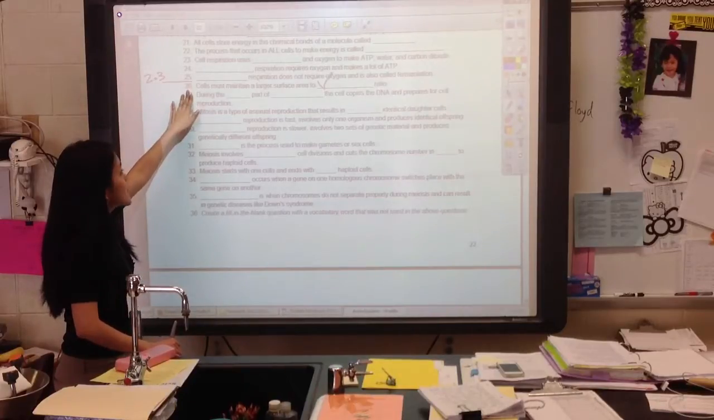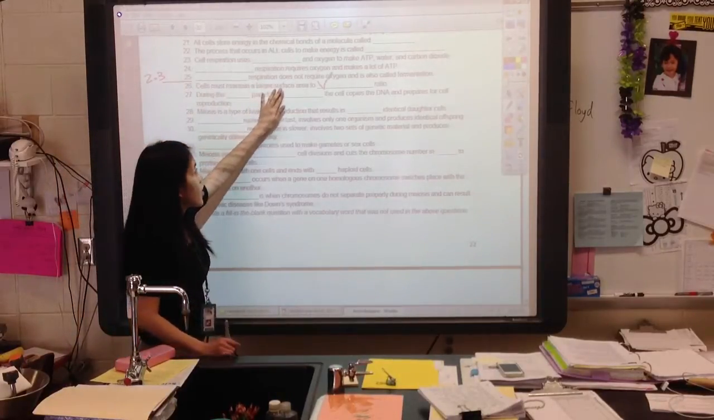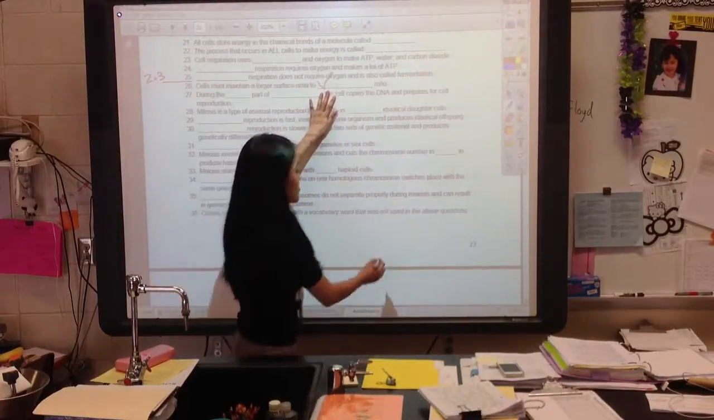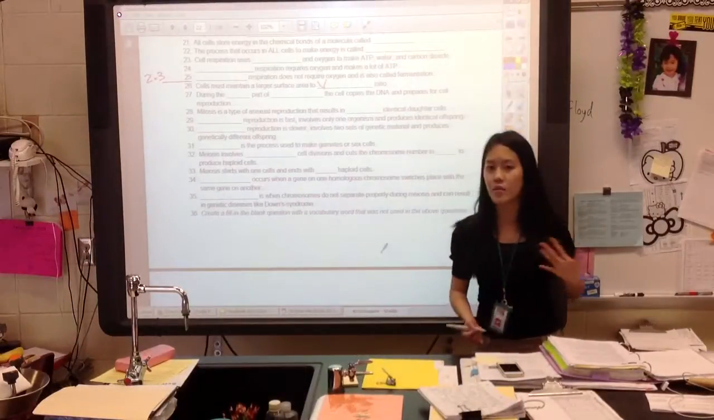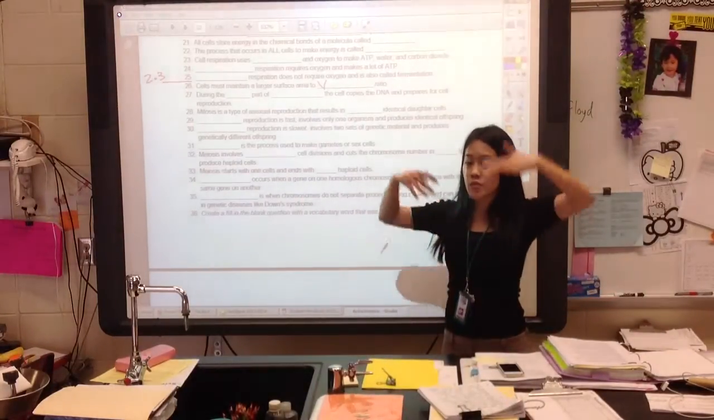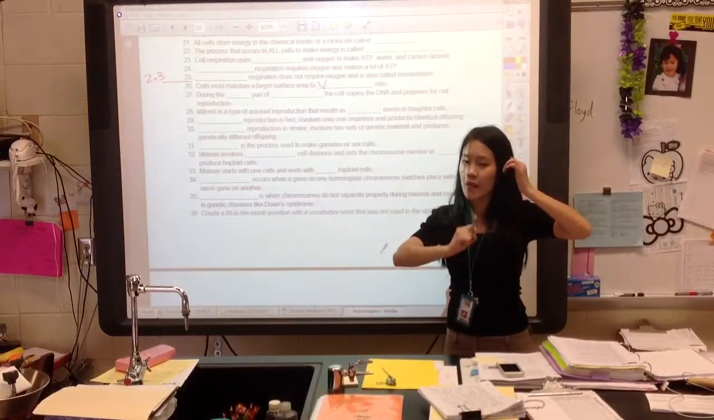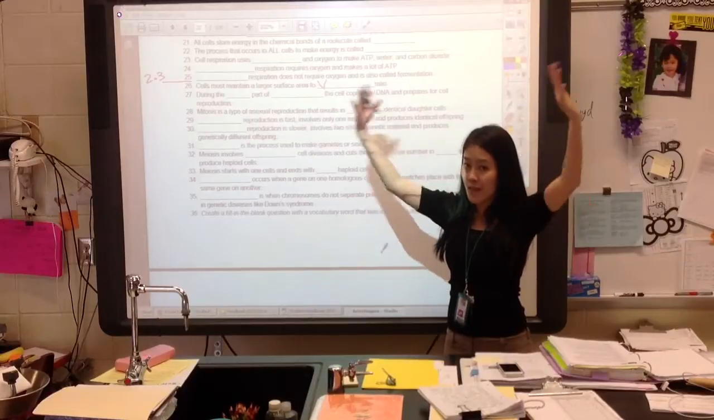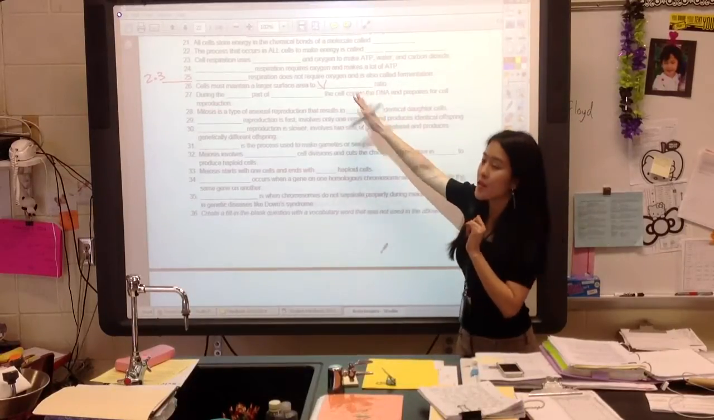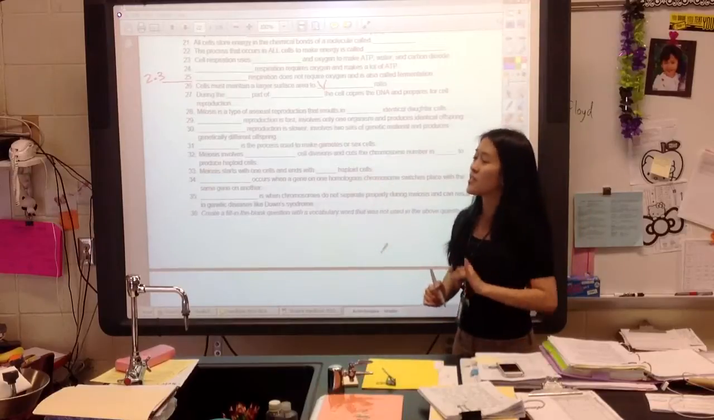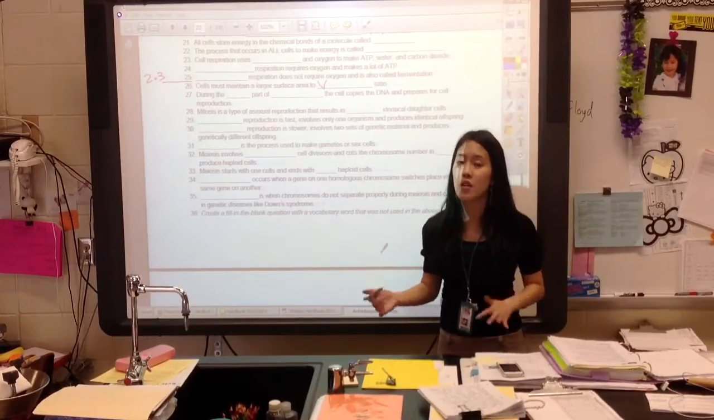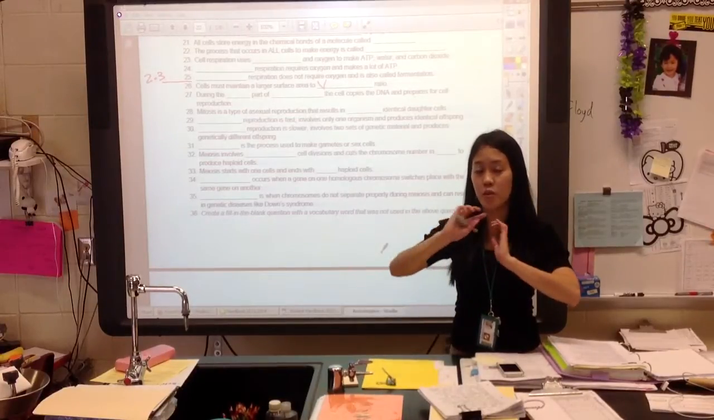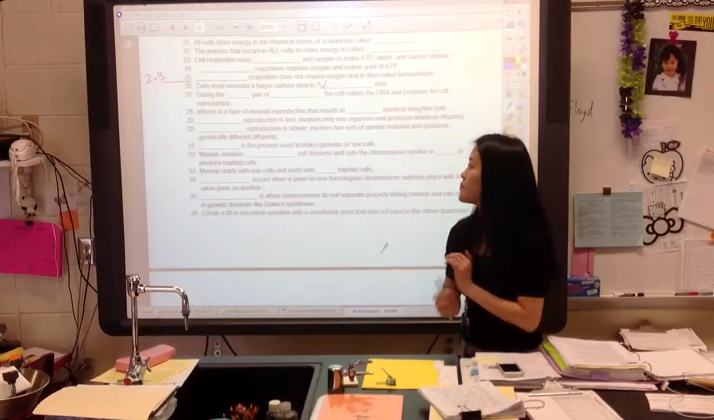And for number 26, cells must maintain a larger surface area to blank ratio. That word is going to start with an R, and this is one of the reasons why cells need to divide. If the cell was really, really big, it would take a long time for waste or nutrients to come in and out of the cell. So we want to have less of this word and more surface area. Remember, just like with mitochondria and chloroplast, the more surface area you have, the more room you have for things to occur, more diffusion can occur through the cell membrane.